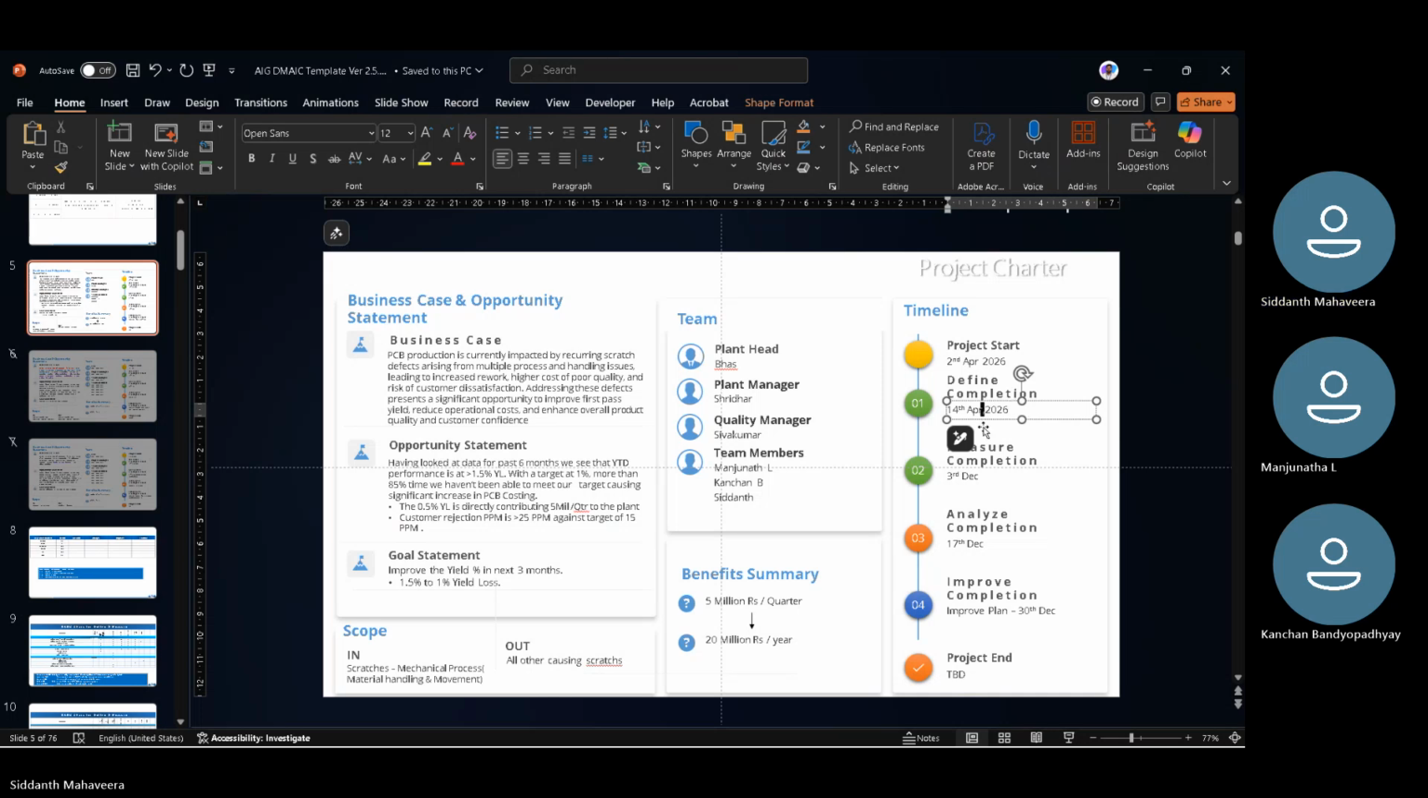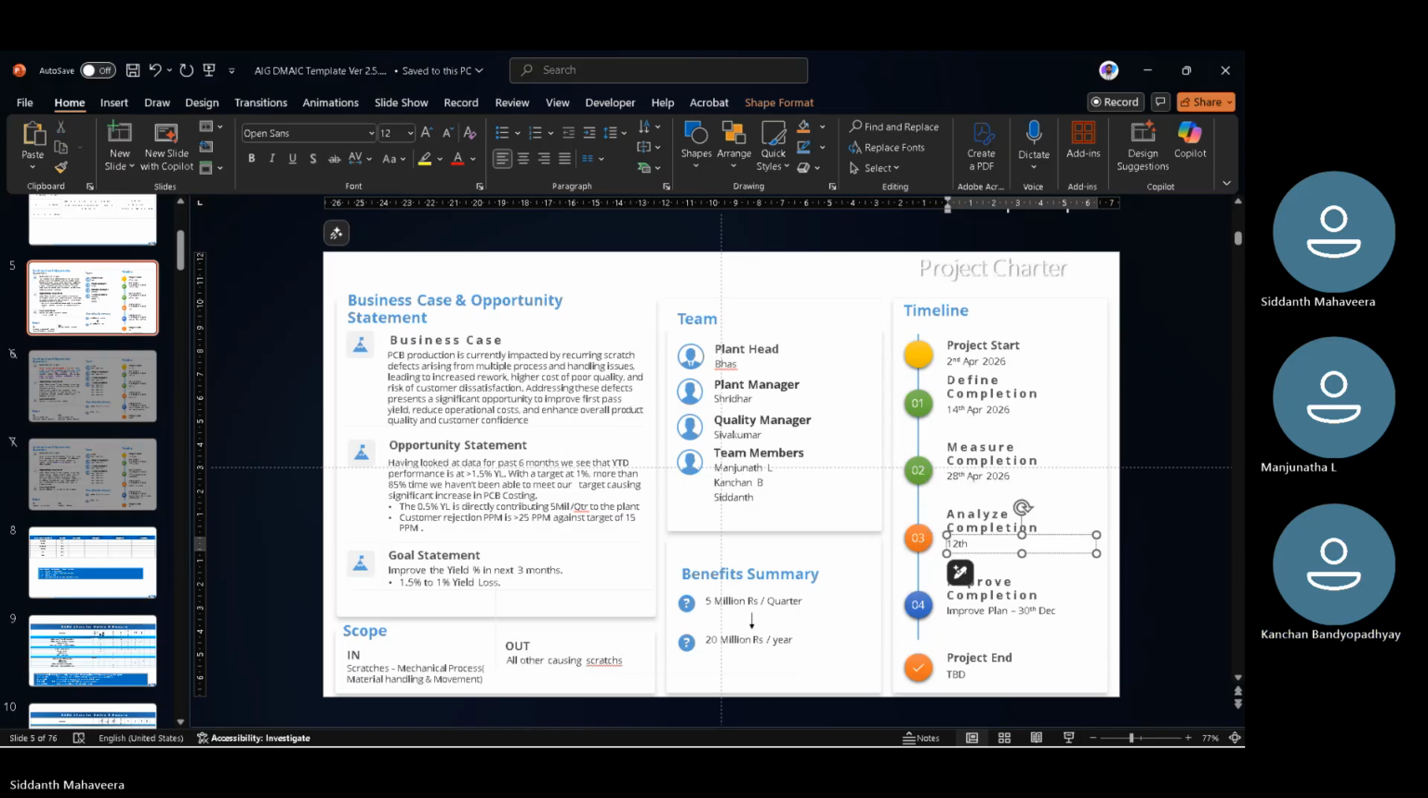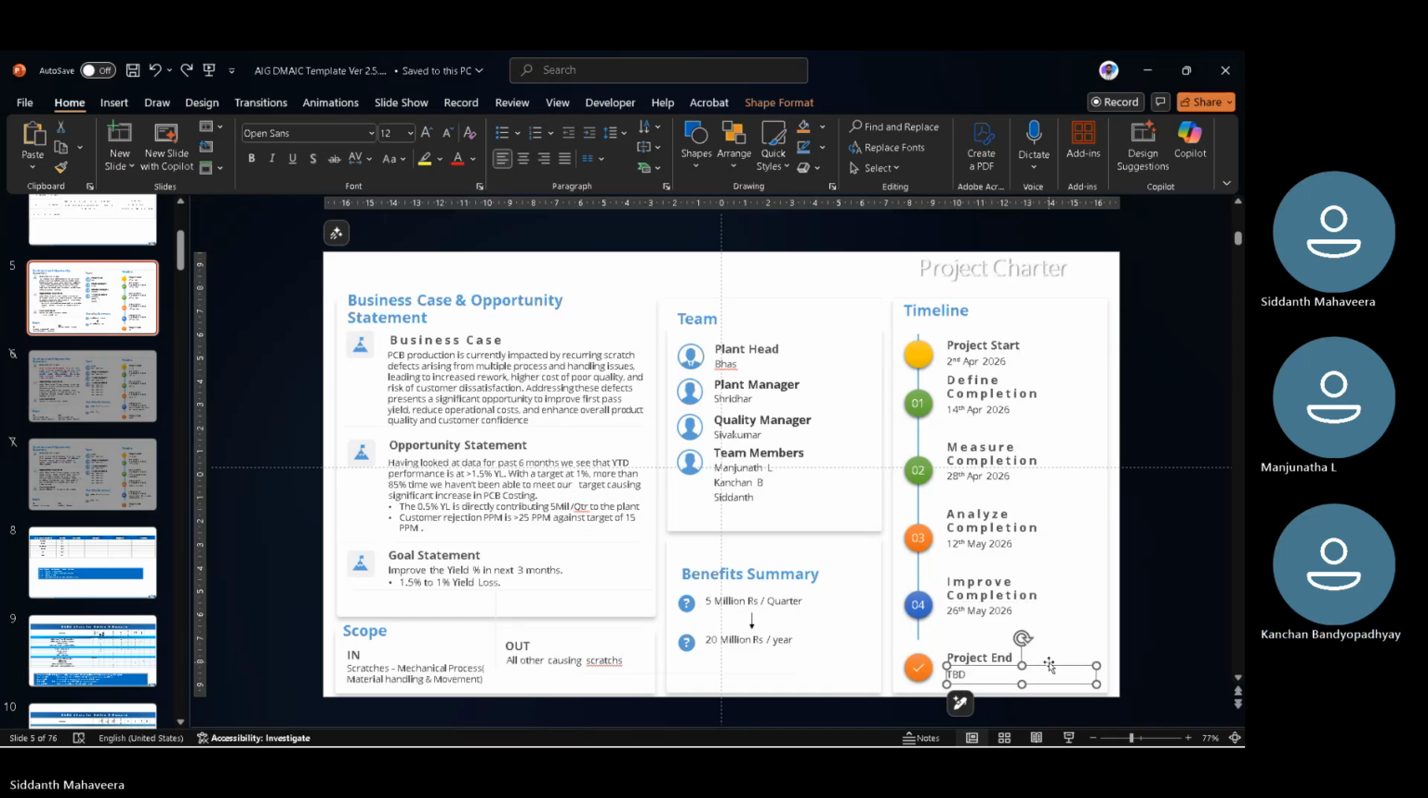Measure we will complete on 28th because it will take some time, two weeks. I'm just taking two weeks of data. Then 12th May, and 26th May. Project TBD and TBD. Yeah, this is done. Now the next slide.